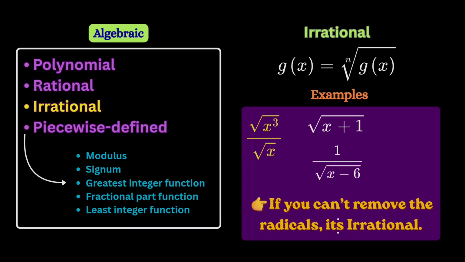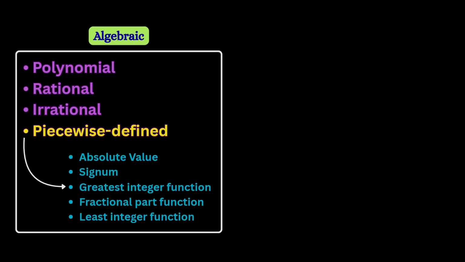Just take a look at this example. This looks like an irrational function, but you can actually simplify this and you get an x. So this is not an irrational function. That's the idea. If you try to simplify it and get rid of all of the radicals and you couldn't, then that's an irrational function.